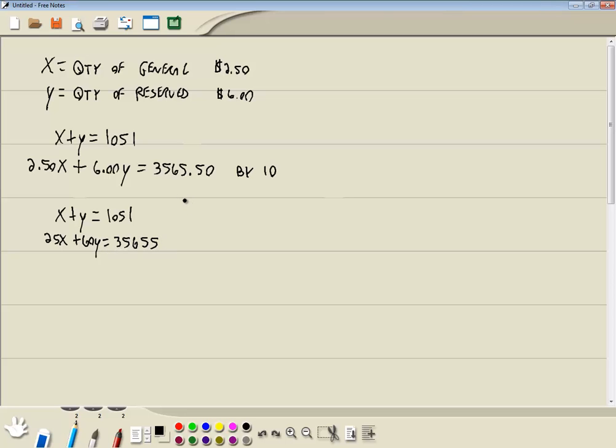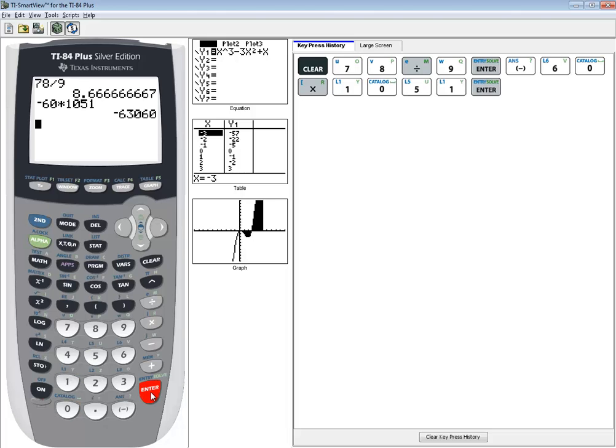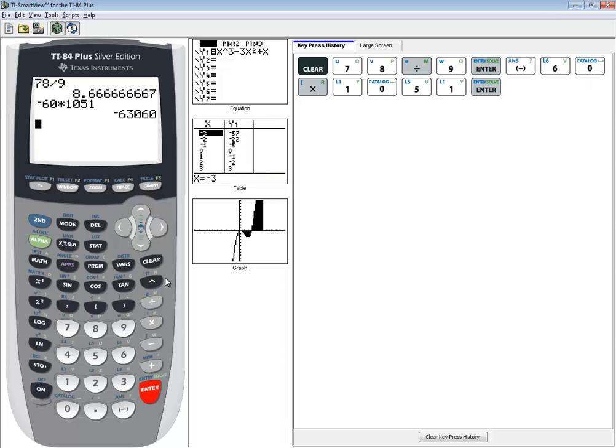Okay, well, I'm going to eliminate the Y's. So this first equation, I'm going to multiply it by negative 60, because if I do that, I'll have negative 60Y, which then added to 60Y cancels. So negative 60 times X is negative 60X. Negative 60 times Y is negative 60Y. Negative 60 times 1,051 gives us negative 63,060.